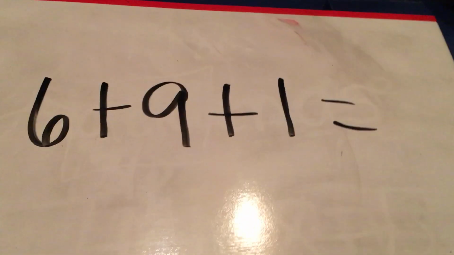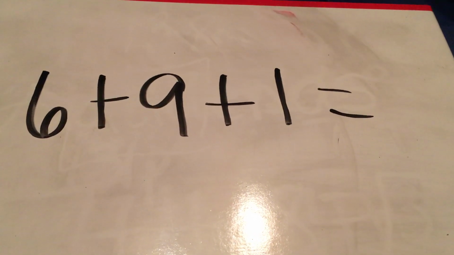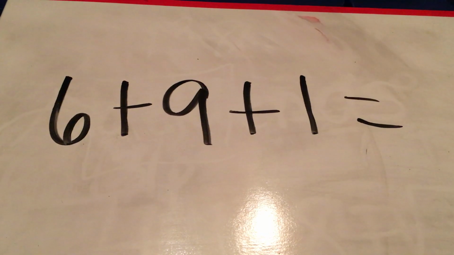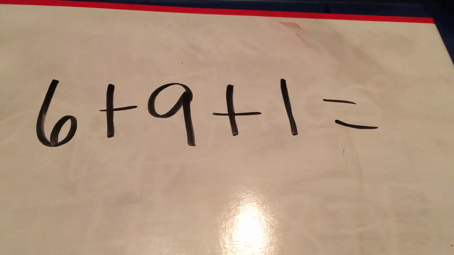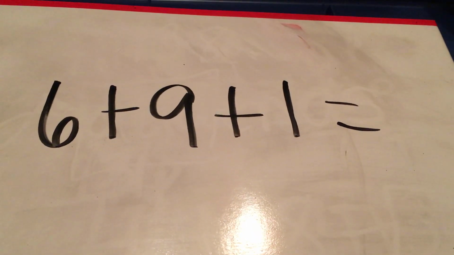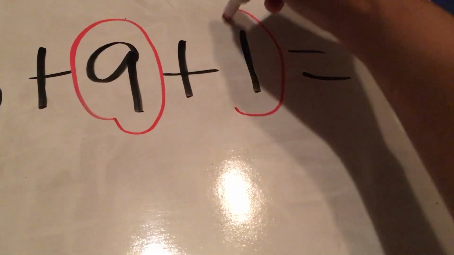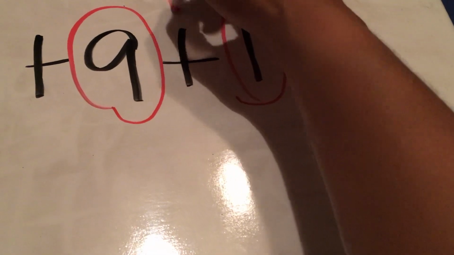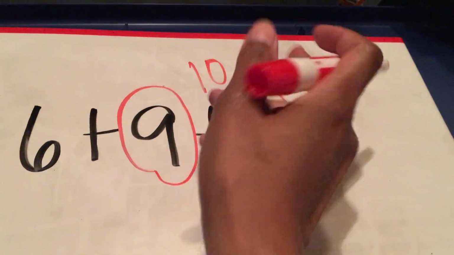So my first problem, 6 plus 9 plus 1. Everybody see my problem? What I want to do is find two numbers, or two add-ins, that equal 10 first. So you have 6 plus 9 plus 1. Which two add-ins, if you add them together, will give you 10? If you said 9 and 1, you're correct. So I'm going to circle 9 and circle 1, and I know that gives me 10. But I cannot forget to go back and add my other add-in.